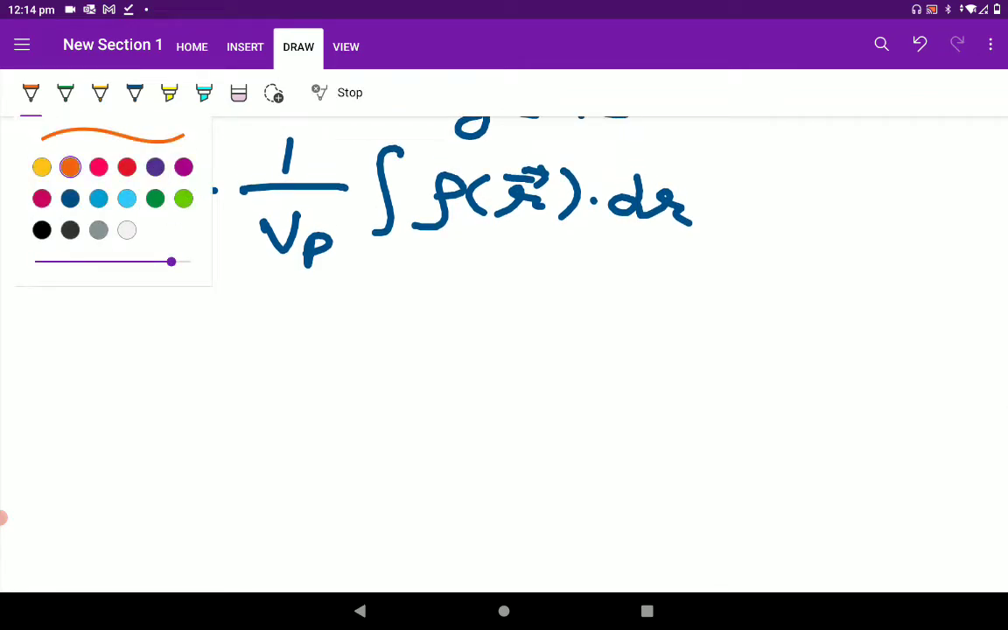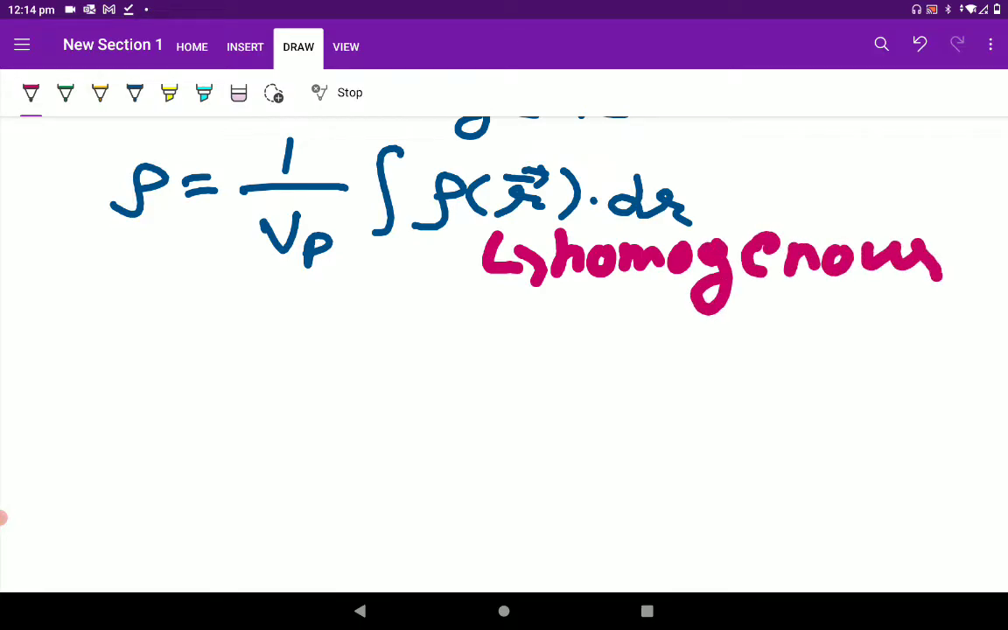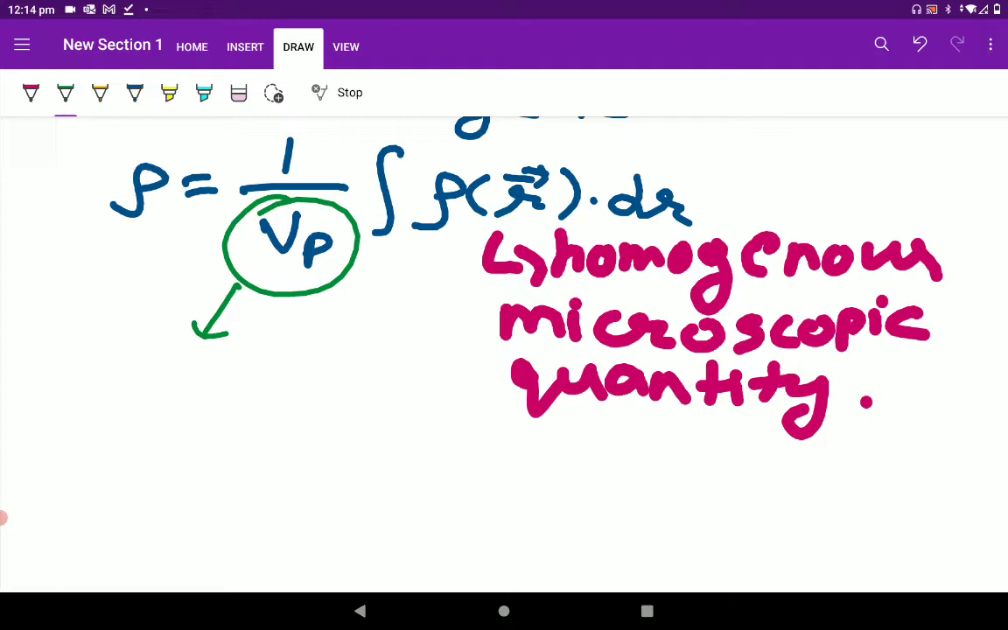So here, this is a homogeneous microscopic quantity, and this Vp is the volume of the primitive cell.